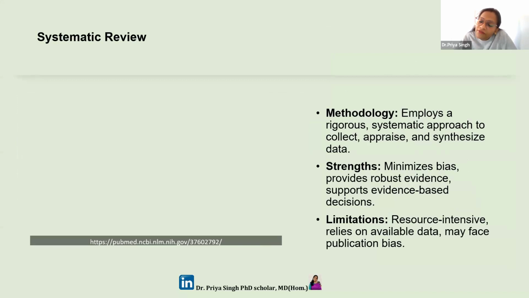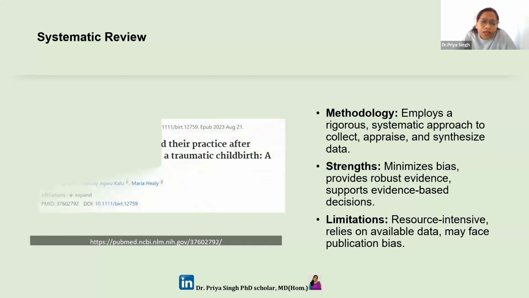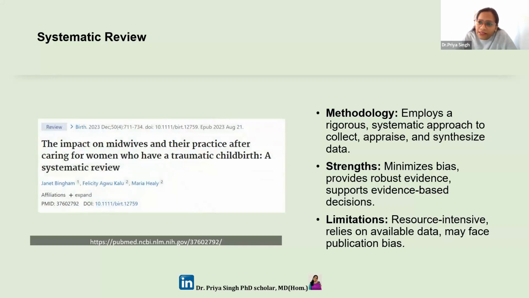The strengths of a systematic review are that it helps to minimize bias, provides robust evidence, and supports evidence-based decisions. But obviously there are limitations, like publication bias and other reporting biases, though these can be overcome by risk of bias assessment. This is another example which I have kept here.